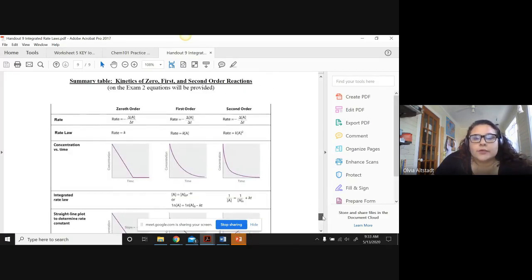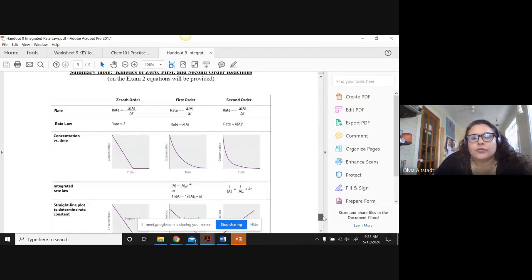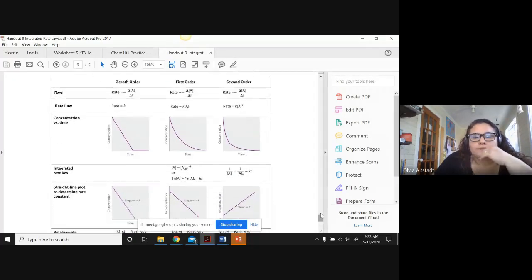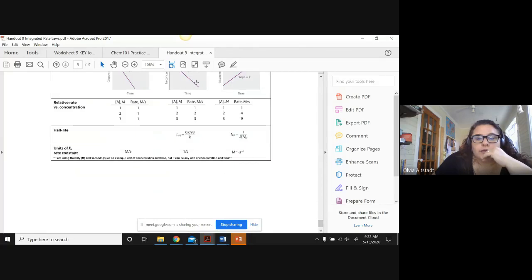Now, here it summarizes zero, first, and second order, which are the three orders that we discussed in lecture. And you can tell right here you have what the rate would look like, the classic rate law, the graphs of the data, what they would look like, the integrated rate laws, the slopes of the integrated rate laws, like how you can figure out if it's zero, first, or second order, what the data would look like, half-life equations, and units of K.